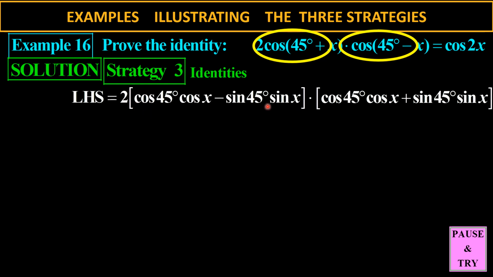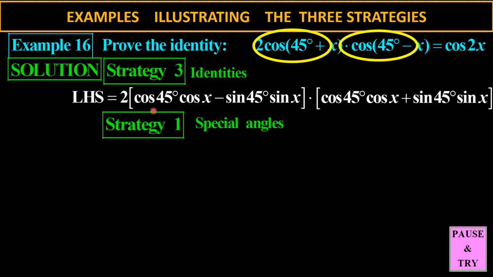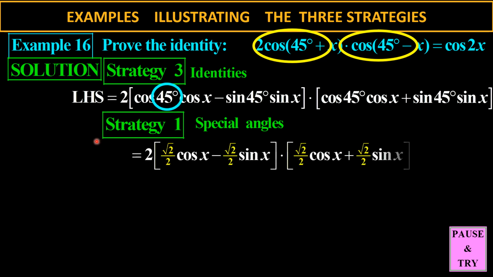What do you notice here immediately? I can simplify because I see the special angles in there. Cos of 45, that you can easily get, is root 2 over 2. Sine of 45 is root 2 over 2. Cos of 45 is root 2 over 2. Sine of 45 is root 2 over 2. So you see the root 2 over 2 appears quite often.